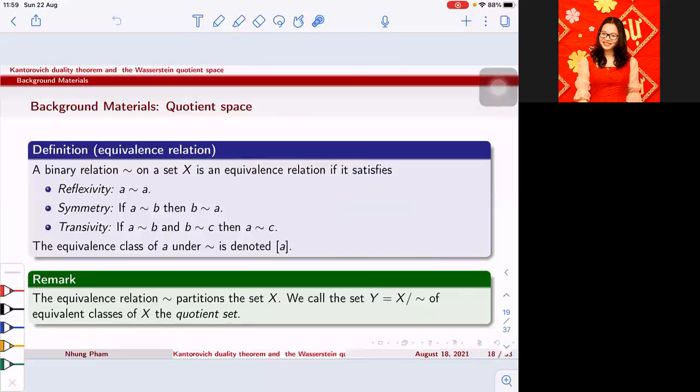Next up, quotient space, but first we need the definition of the equivalence relation. So a binary relation on a set X is an equivalence relation if it satisfies reflexivity, symmetry, and transitivity. And the equivalence relation will partition the set X, and we call the set Y of equivalence classes of X the quotient set.